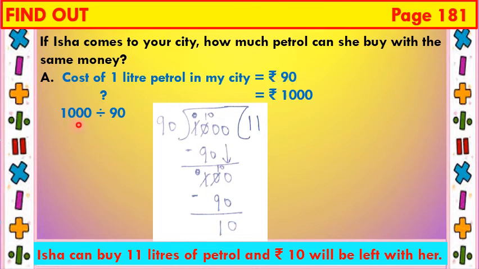So 1000 divided by 90 we will do. So 90 ones is 90. Now 100 minus 90 is 10. Now put this 0 down. Again 90 ones is 90. Now again find the difference. So 100 minus 90 is 10. So if Isha comes to my city, that is Dharmaj, then Isha can buy 11 liters of petrol and rupees 10 will be left with her.